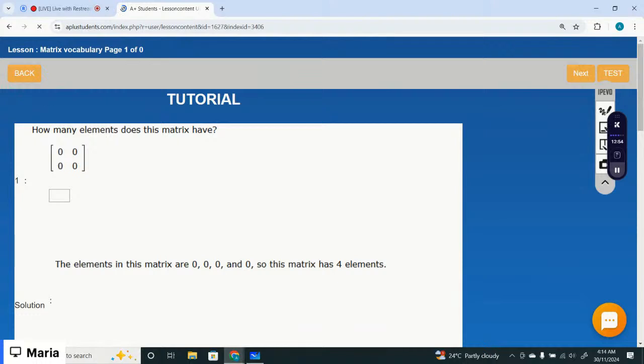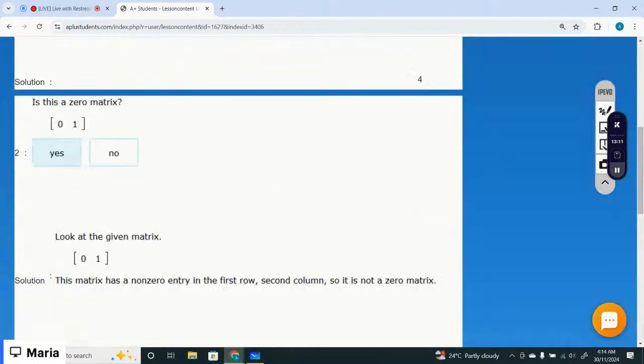How many elements does the matrix have? Elements are the numbers in the given matrix. The elements in the matrix are 0, 0, 0, 0. So this matrix has four elements, right? Is this a zero matrix? No, that is not a zero matrix. A zero matrix is one that has all the elements exactly zero, right? So this is not a zero matrix.